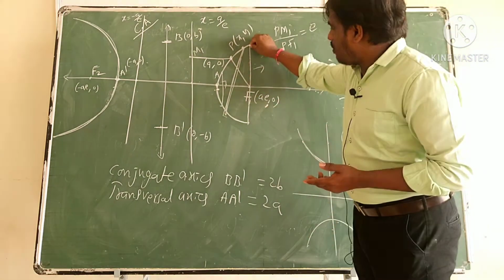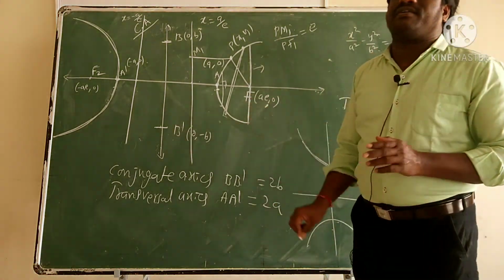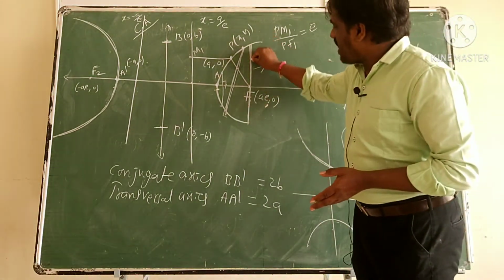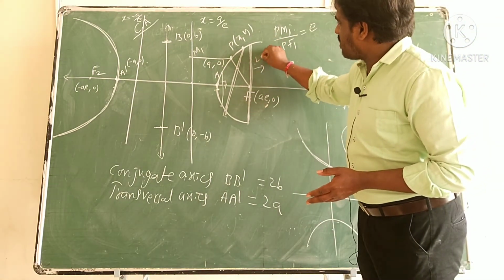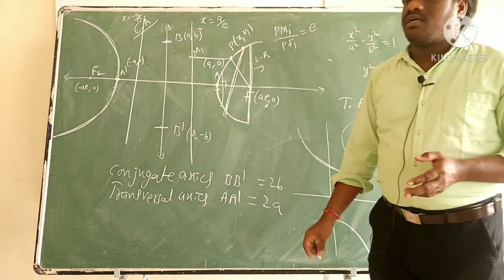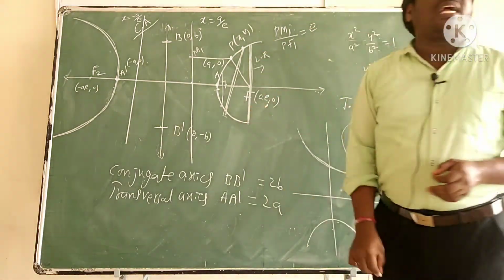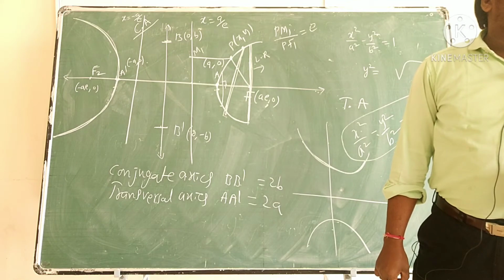When will this be the latus rectum? It will be the latus rectum only when it passes through the focus. This is the length of latus rectum. This is called the length of latus rectum. This is the latus rectum. What is the length of latus rectum formula? The end points of the focal chord.